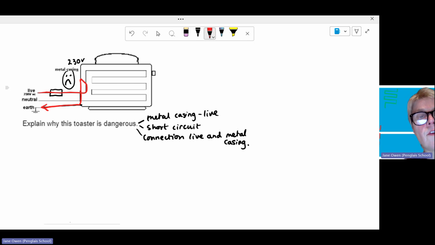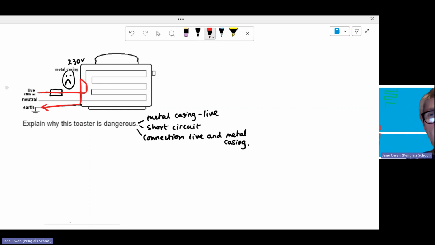So what fuses do is that if too much current flows, it breaks the circuit by melting the wire inside the fuse. We have to put it on the live. Like any switches, like any fuses, they all go on the live, so that the potential difference, if it does blow, is across the fuse.